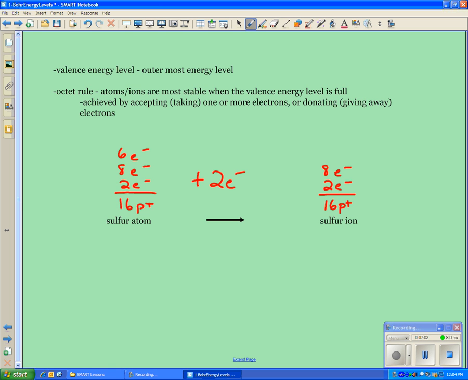So now 8 electrons in the last energy level means that we have a stable sulfur ion. The atom, which would have 16 protons and 16 electrons, only has 6 in its outer energy level, versus the ion, sulfur 2 minus, 16 protons and 18 electrons, so that the outer energy level is full.